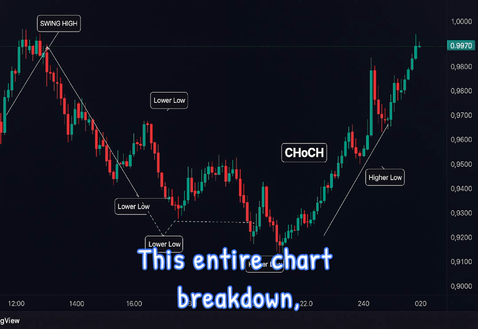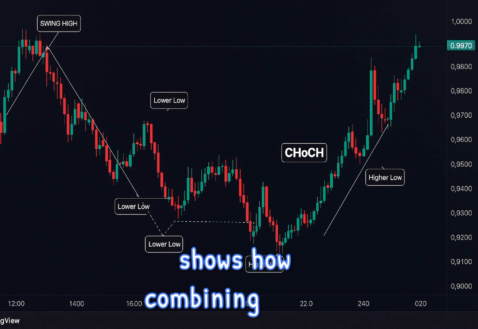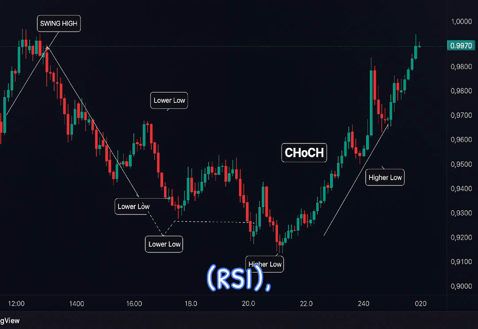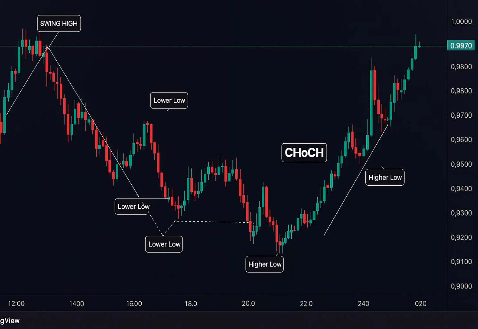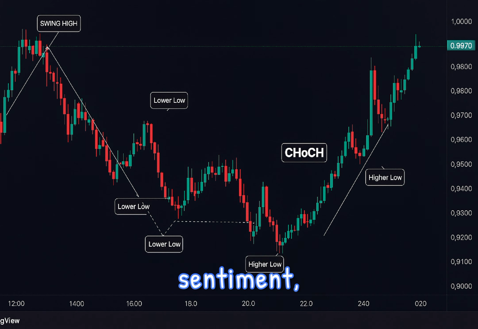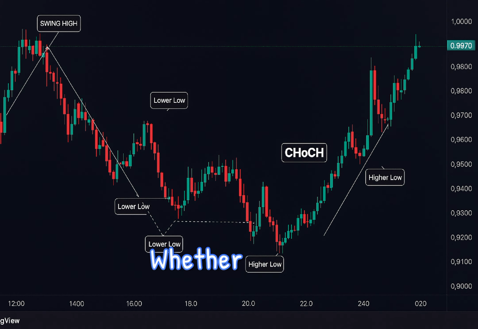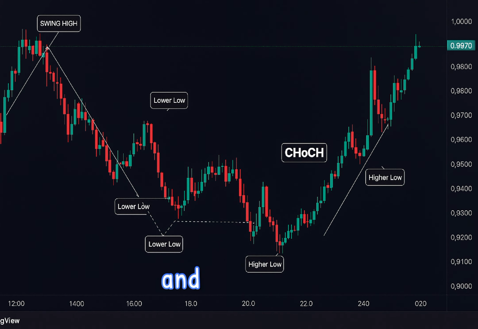This entire chart breakdown, from indicator-based entries to advanced market structure, shows how combining tools like stochastic oscillator, RSI, CHoCH, and BOS can give you powerful, high-probability setups. In the first chart, we saw how confluence between indicators helps time entries and exits with precision. In the second chart, we understood how price structure reveals the true story of market sentiment, from downtrend to uptrend using CHoCH and BOS. Whether you're trading with indicators or pure price action, the key is clarity, discipline, and structure.